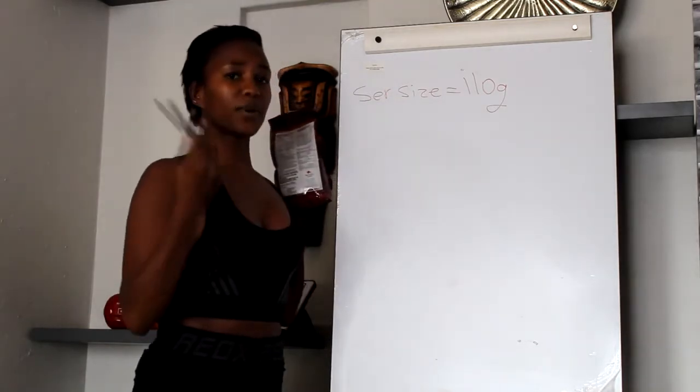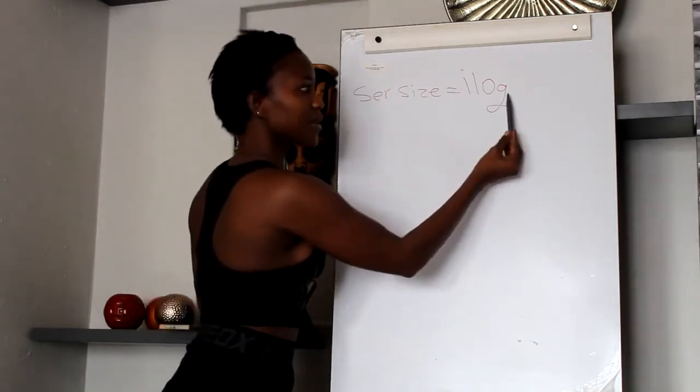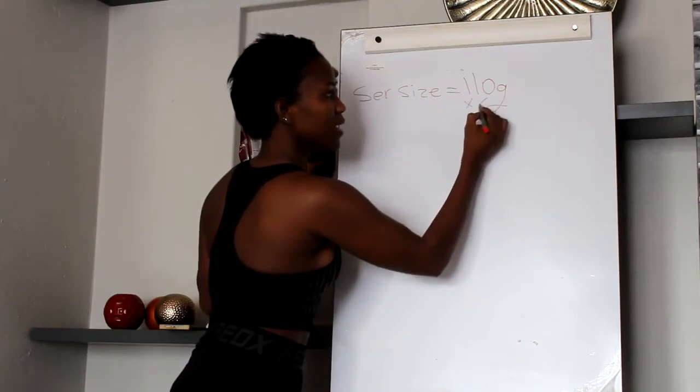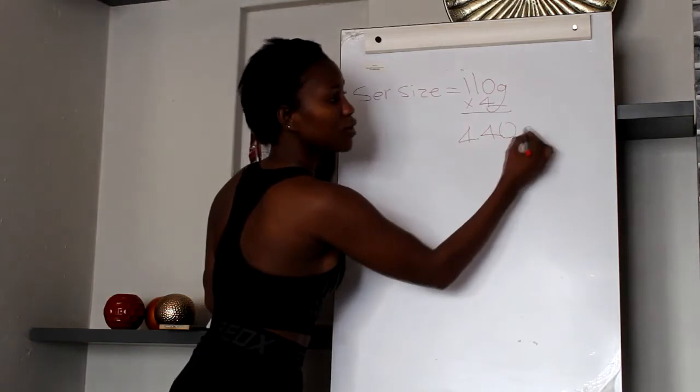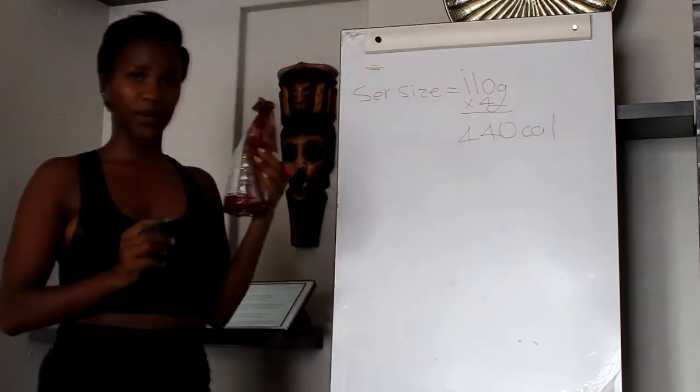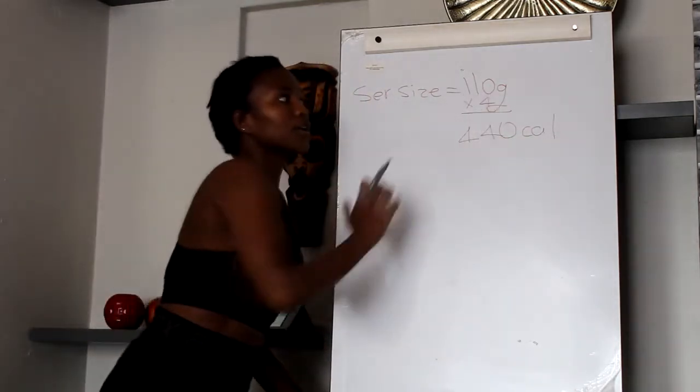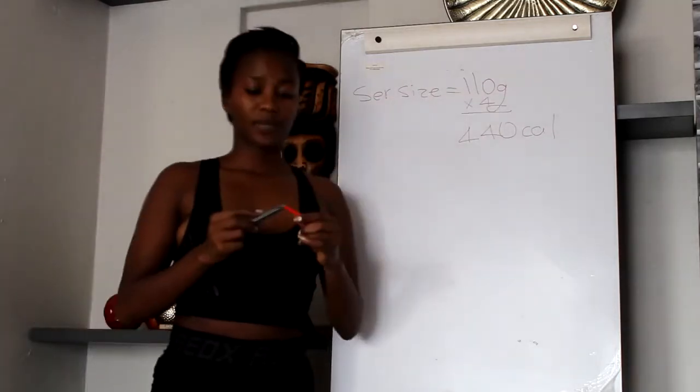Okay, now you know it's a carb and you know how many calories are in a carb. It's 4 calories per gram. So you're going to say 110 multiplied by 4. That gives you 440 calories.